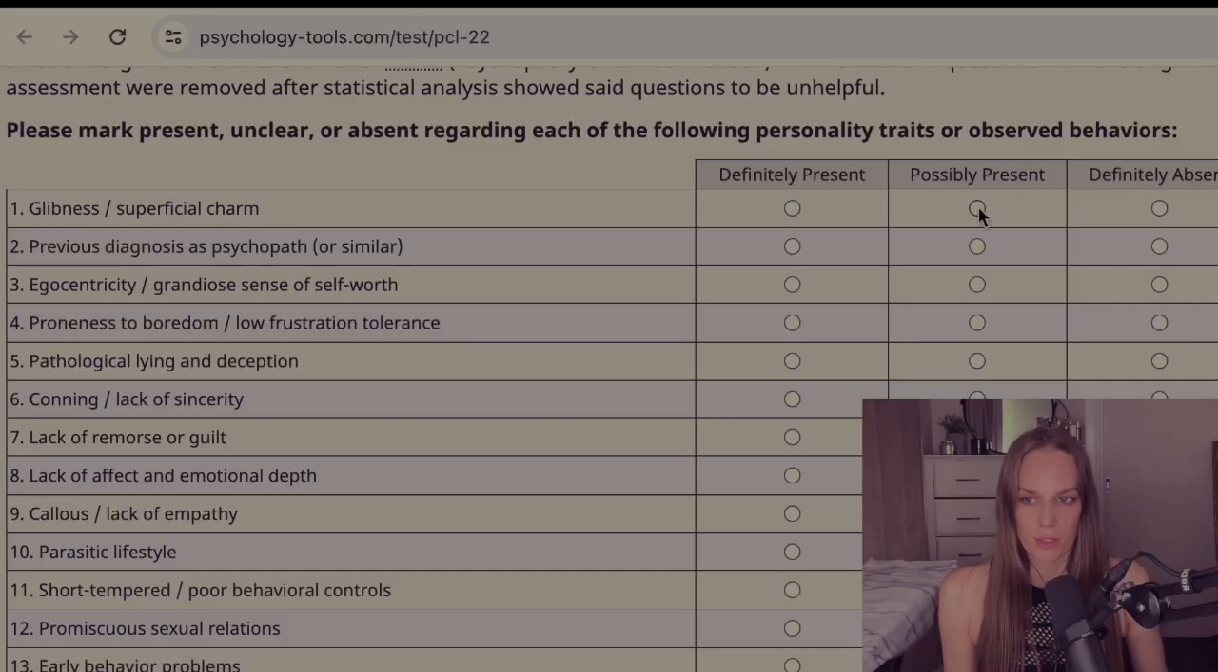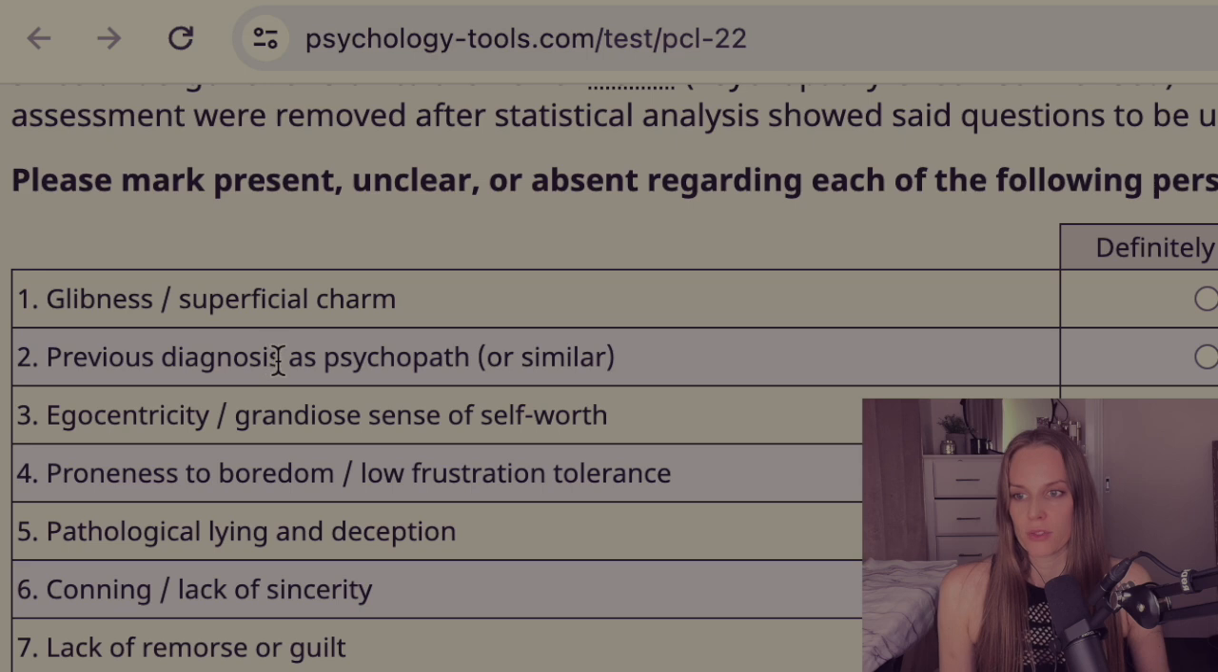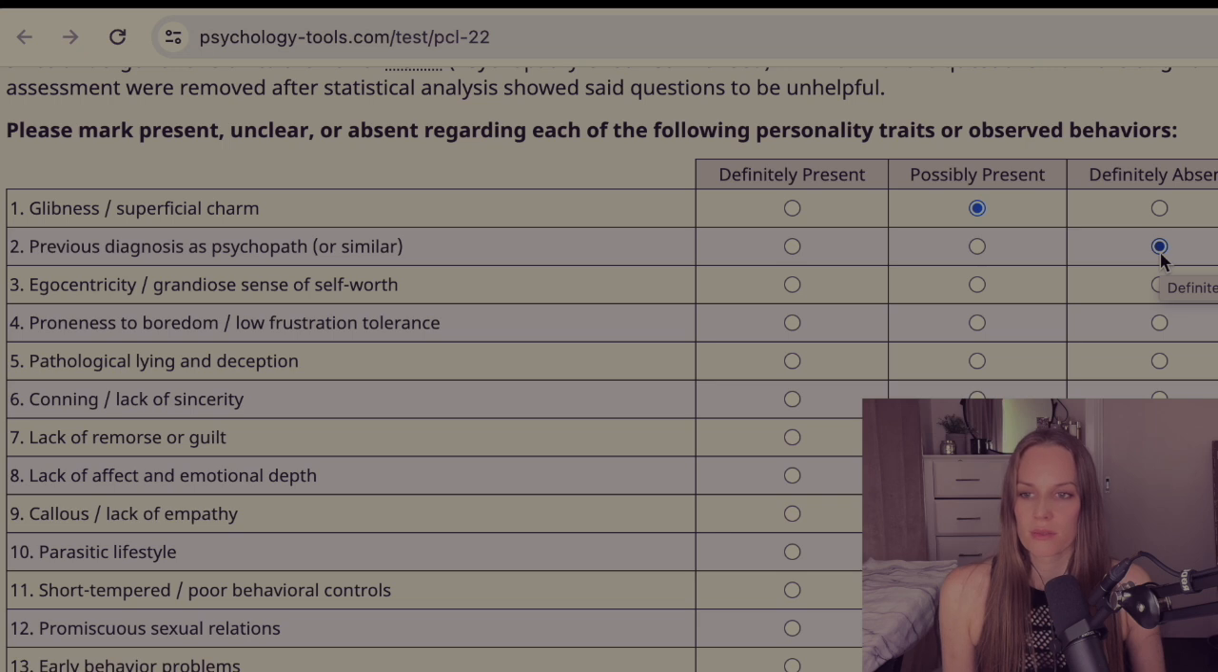So, do I think I'm superficially charming? I'm tempted to put definitely absent for this one. But I wonder, it's one of those things where maybe it's the kind of thing that a lot of people could put on when you're meeting new people, put on your best face. So maybe I'll put possibly present for that one, just to get the ball rolling. Number 2, previous diagnosis as a psychopath or similar. Definitely not for that one.